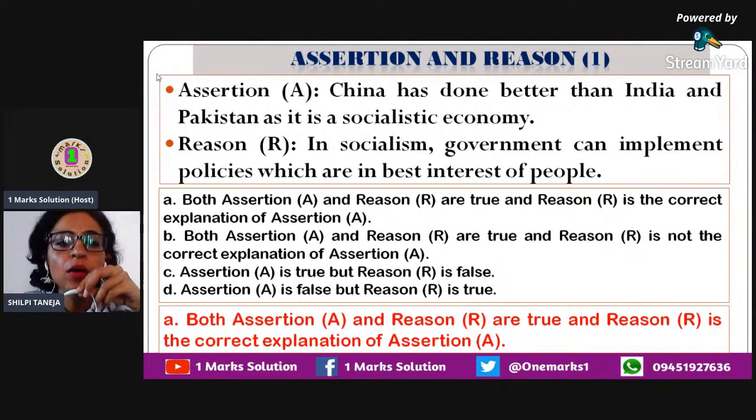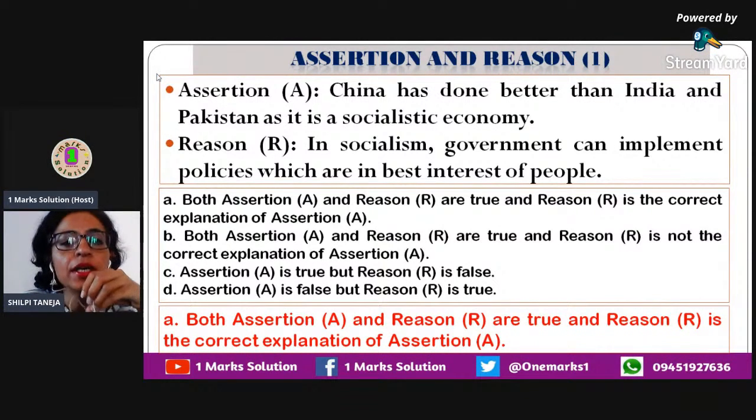And when we compare all these three countries, we'll see that China has a better performance in comparison to India and Pakistan. There are a few fields where India has done better. There are one or two fields where Pakistan also has done better. That will be very clear from the data.